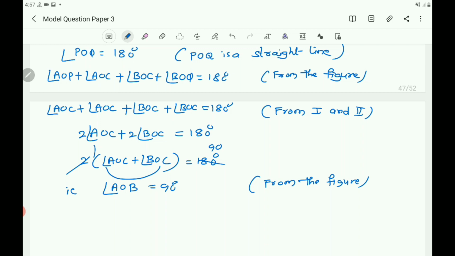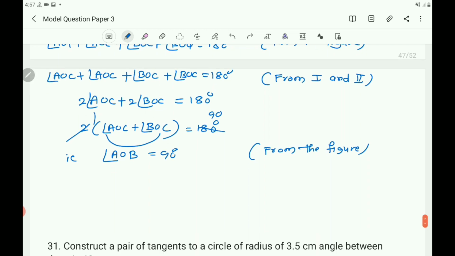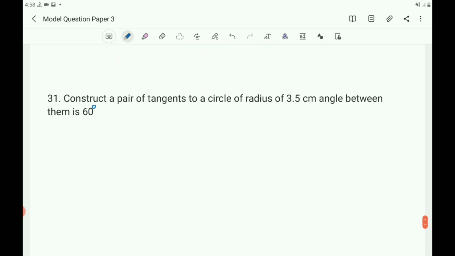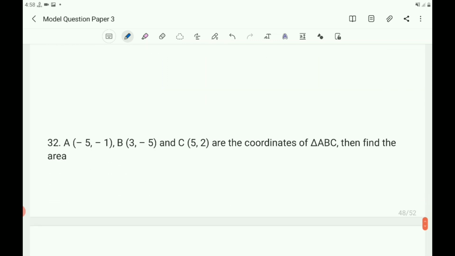So you got angle AOB is equal to 90 degrees. That is the proof you got. Next, let us take: construct a pair of tangents to a circle of radius 3.5 centimeters, where the angle between them is 60 degrees. It is already said that the construction will be taken in the last video of this question paper. Now let us take the next question.